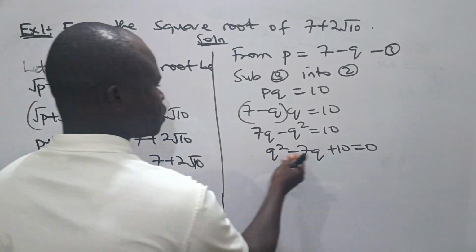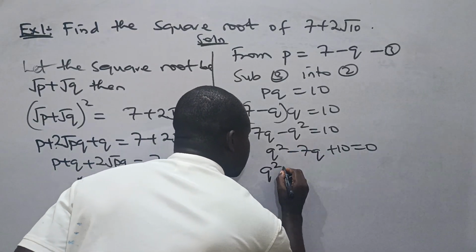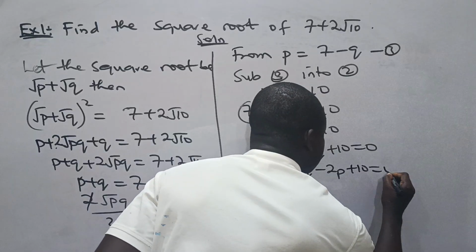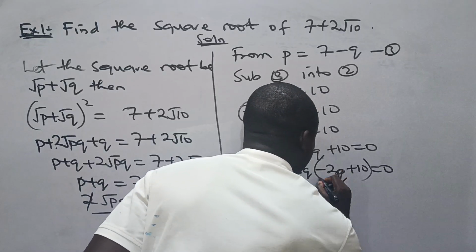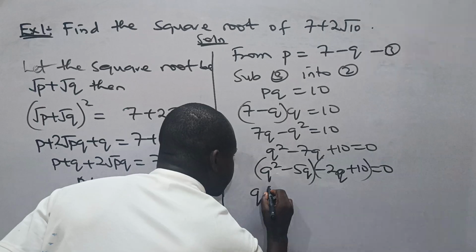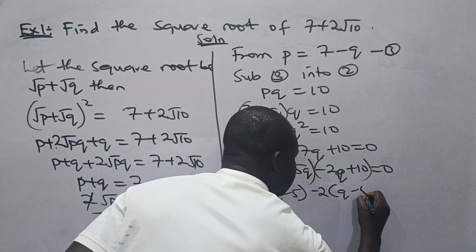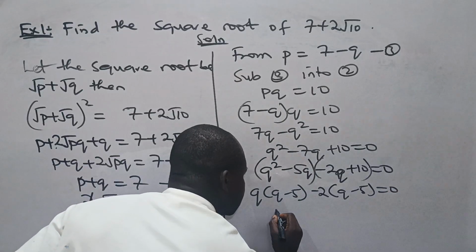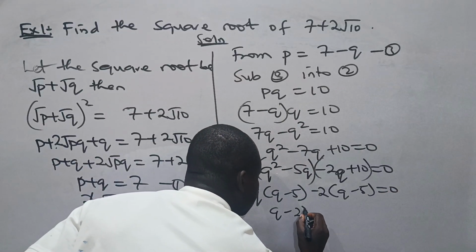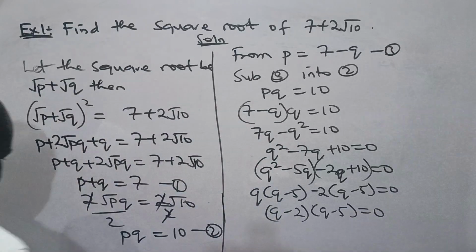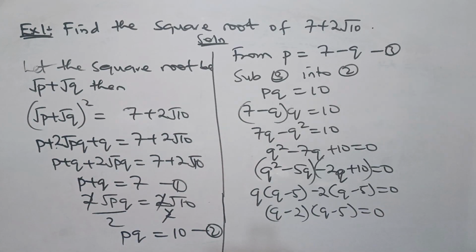So what are the two factors that will give us this? We are going to have q squared minus 5q minus 2q plus 10 equal to 0. We do the grouping. Here will be q into bracket q minus 5, then minus 2 into bracket q minus 5 equal to 0. So q minus 2, then q minus 5 equal to 0.